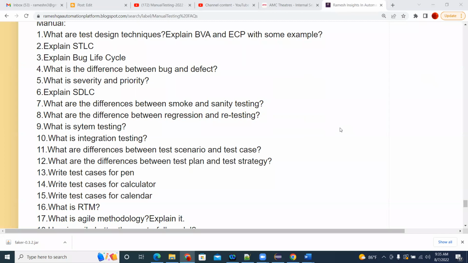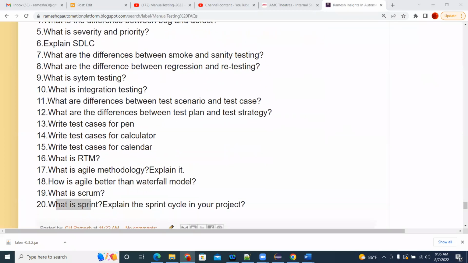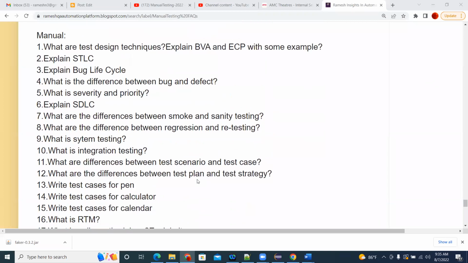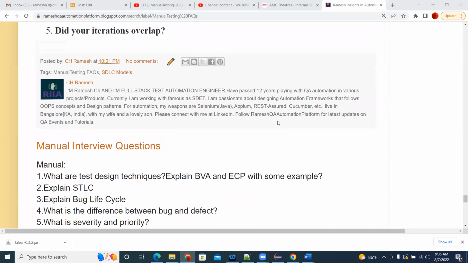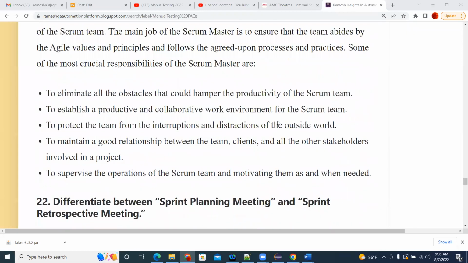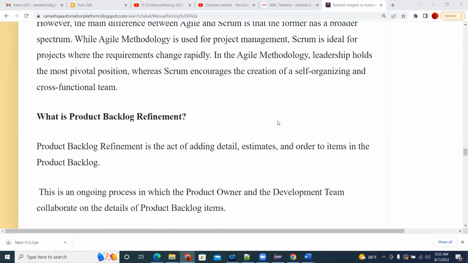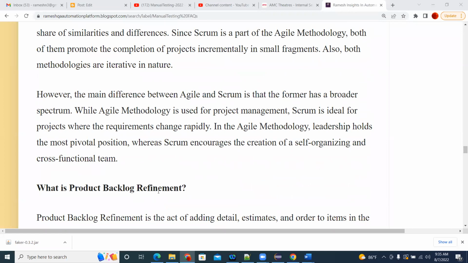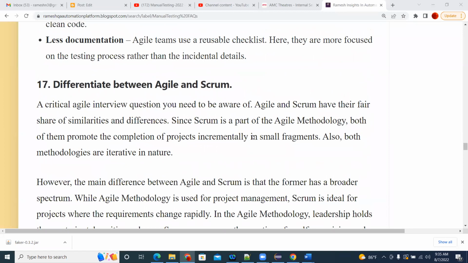Okay. And they will ask another very important question: what is the difference between Agile and waterfall model? Already we have it here, right? How is Agile better than the waterfall model? You can explain the points. The points are already there, so you can explain those points. Yeah, so you have it here already. Nowadays they're asking what is a product backlog refinement meeting.